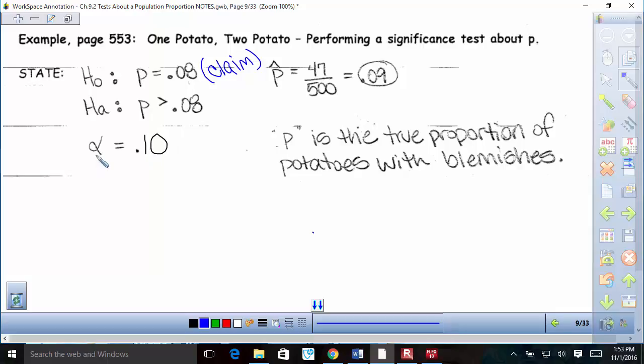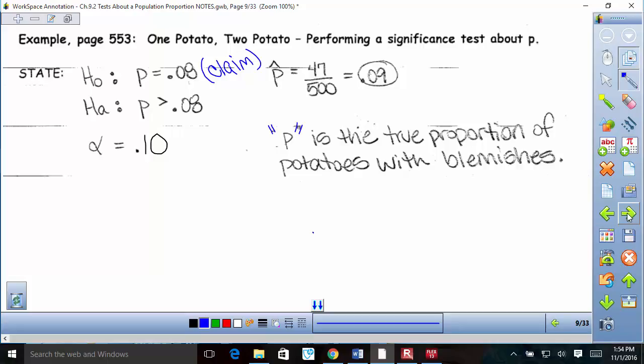The alpha level, we'll talk more about that, is called your significance level. They gave you it as 10%. Now, you do have to have this little sentence. What is P? Is it the proportion of girls in my classroom? No. You've got to tell what the problem's about. P is the proportion of blemished potatoes, right? Otherwise, you're writing down random numbers that have no context whatsoever. Y'all know what context means? Connection to the problem.